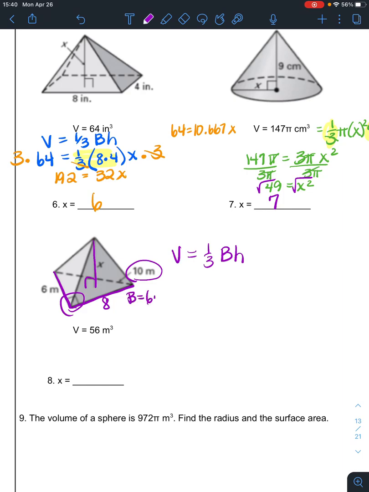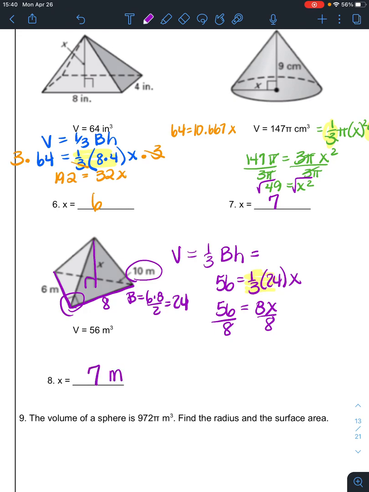So the area of this triangle is 6 times 8 divided by 2, which is 24. So my volume is 56 is equal to 1/3 the area of the base times the height, which is x. Again, I can do this math easily. 1/3 of 24 is 8. So 56 is equal to 8x. Divide both sides by 8, and you get that x is 7. So the height of that is 7 meters.